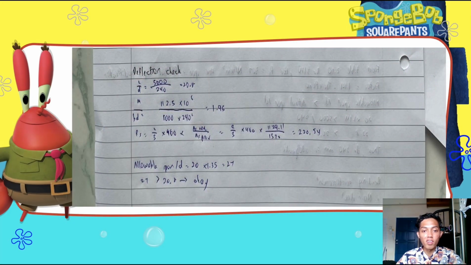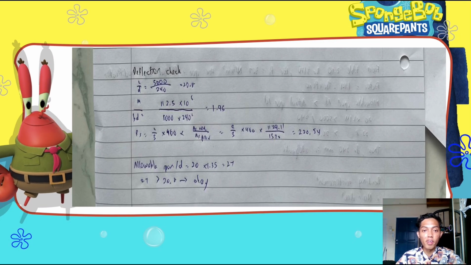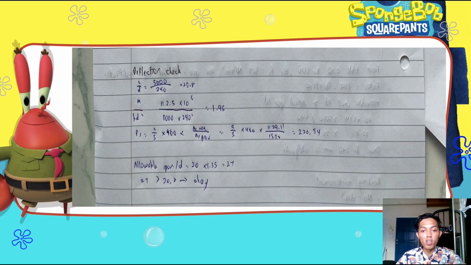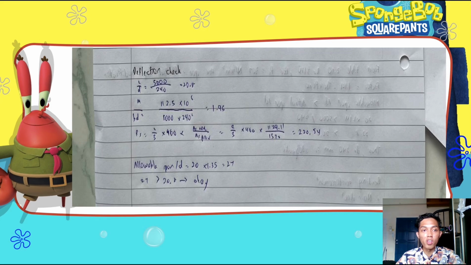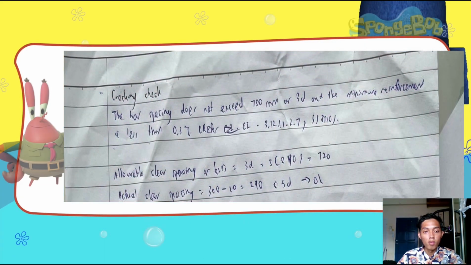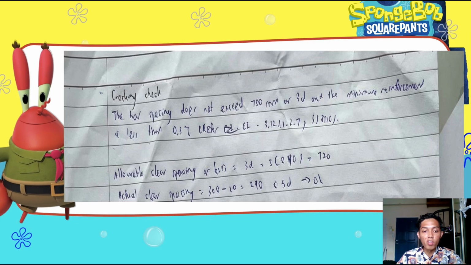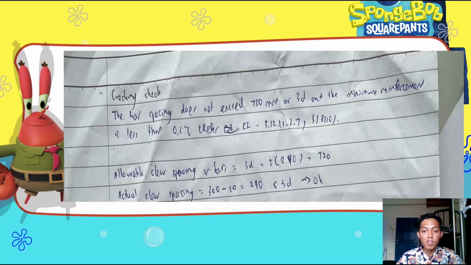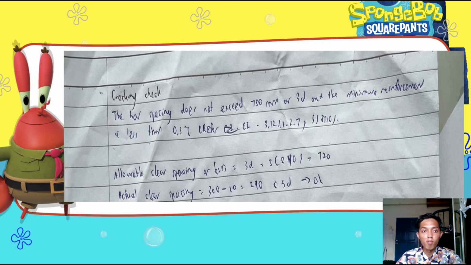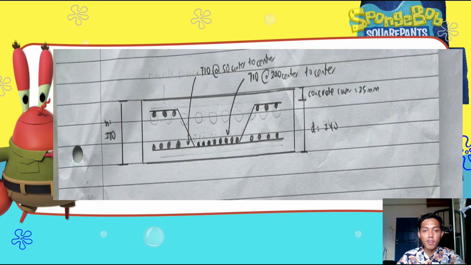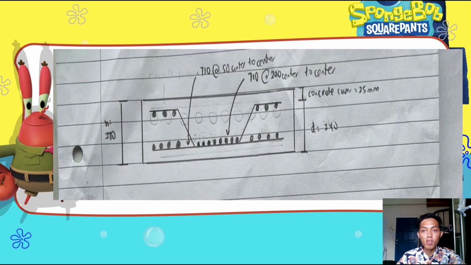Next, we must find the deflection check. The reason why we must find the deflection check is in order to get whether it is okay or not. Next, we must find the cracking check. The cracking check is very important in order to get the actual clear spacing. Is it okay or not? Lastly, this is my sketch for the slab. That's it. Thank you.